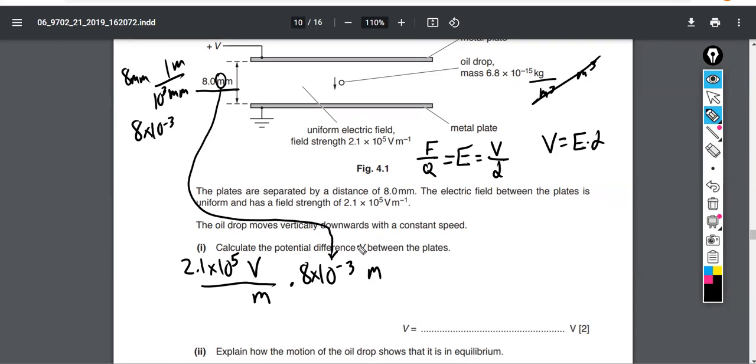All right, back to it. So we multiply this by that. We're going to cancel out the meters. We're in volts. And what do you get, class? Say it again. 1,680 volts. Good. Did you get the same thing, YouTube? Leave it down in the comments below.